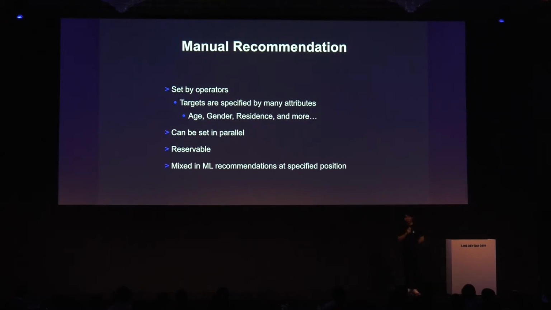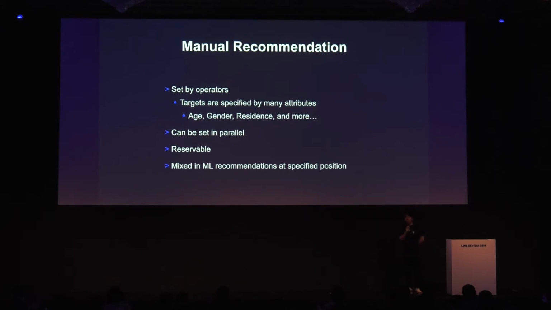On the other hand, manual recommendation. The Line News operation team sets this up in the CMS. The setup is by age, gender, or prefecture, and we combine different attributes. For instance, for males in their 20s living in Tokyo and Kanagawa, we deliver this type of article. We can also specify which media the user is following. Let's say they are following sports media; maybe we can deliver baseball-related news.